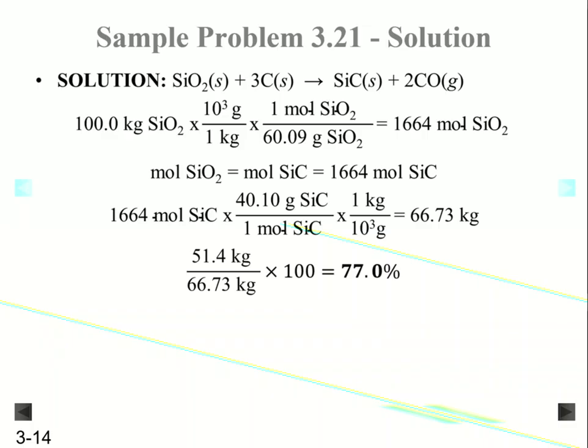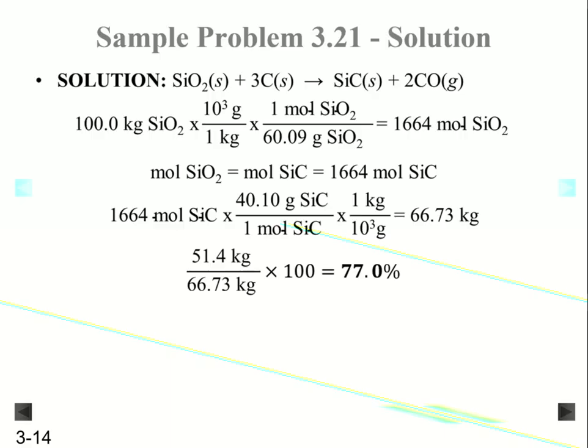Well, let's look at it. So here we got SiO2 plus 3C gives SiC plus 2CO. Silicon dioxide plus 3 moles of carbon gives 1 mole of silicon carbide and 2 moles of carbon monoxide. That is our balanced chemical equation. It also tells us that 1 mole of SiO2 gives 1 mole of SiC. That's going to be the important relation we have.